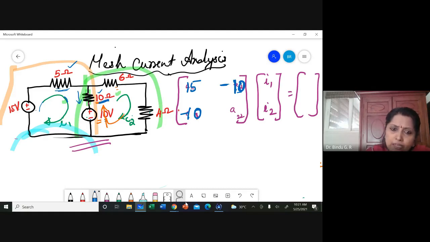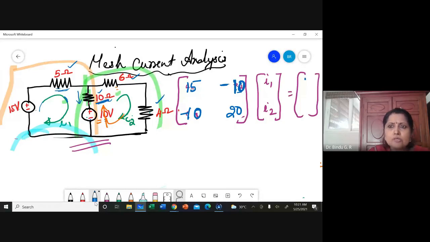And what about A22? A22 means all those resistors which are connected to mesh 2, including the common elements. So 6 plus 4 plus 10, or it will be 20. Okay. And what about here?